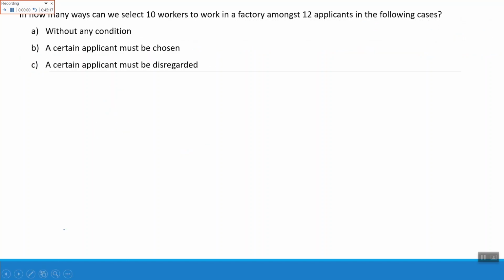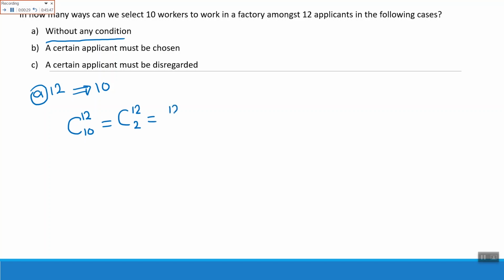Let's see the next question. In how many ways can we select 10 workers to work in a factory among 12 applicants in the following cases? In the first case, without any condition, it's a combination of 12, 10. We want to choose 10 out of 12, which is the same as C(12,2), which is 12 times 11 over 2 times 1, which is 66 ways. That's the answer to the first question.